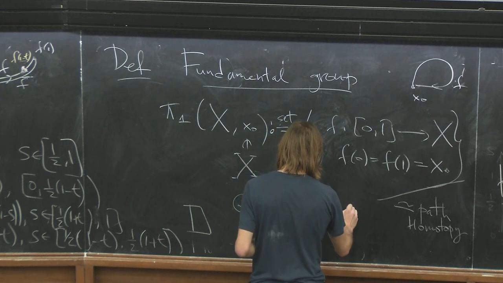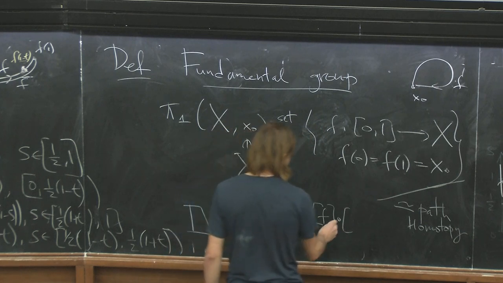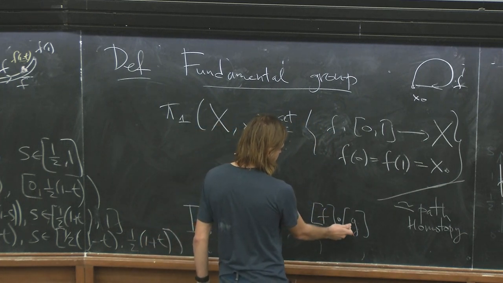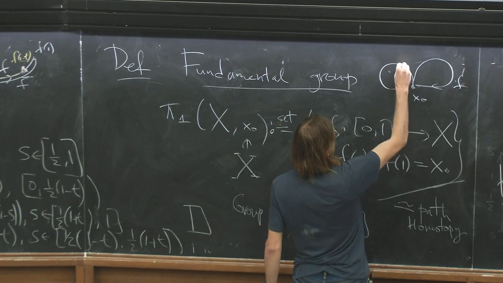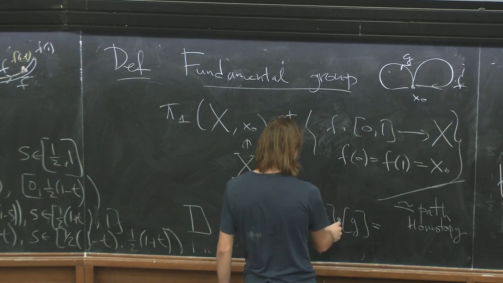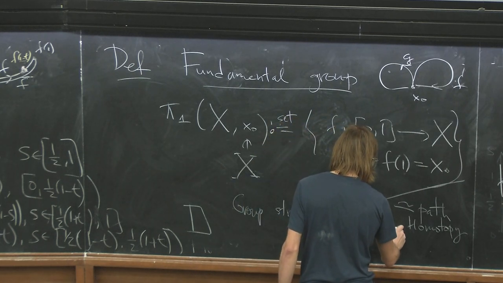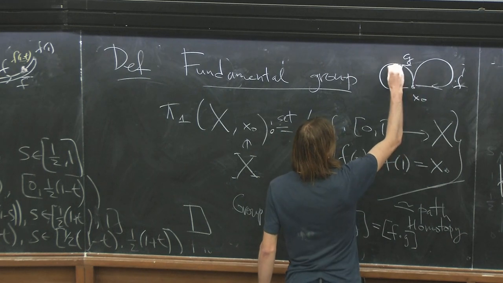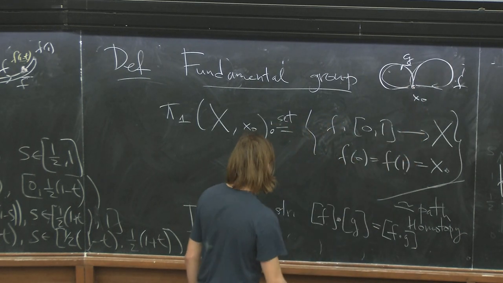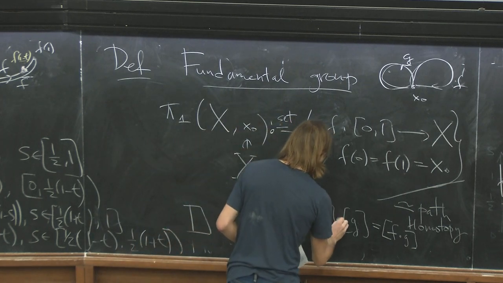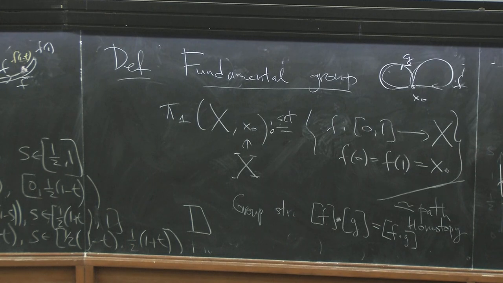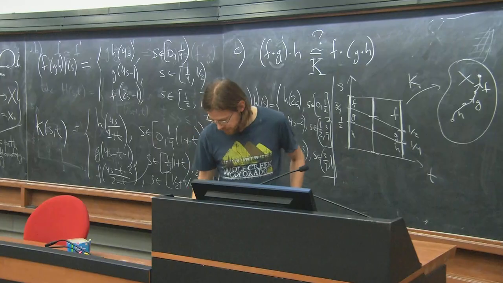But for the group structure, I need to define a group structure on the equivalence classes of paths. By equivalence classes, as usual, we denote by brackets. So if I take the equivalence class of f and the equivalence class of some path g, then I define the group structure so that the result is the equivalence class of the composition of these two paths. I take first g and then I compose it with f. The fact that everything is well defined will follow from the proposition that we just showed. I will return to this next time.